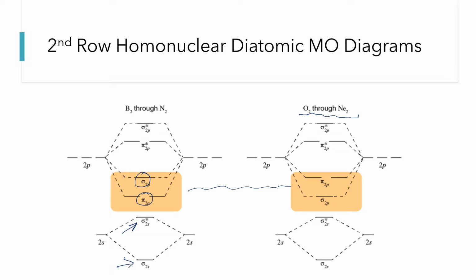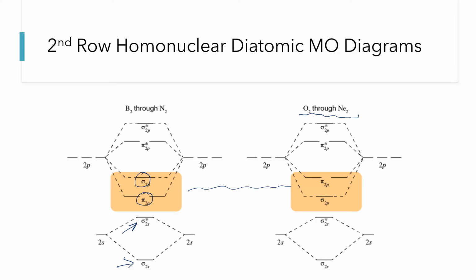Just real quick to demonstrate something, why don't we take N2, nitrogen, and fill its MO diagram. Let me go with a green paint. Nitrogen is going to have 5 valence electrons because it's in group 15. So if we have a molecule of N2, we're going to have 2 times 5, which is 10 electrons.